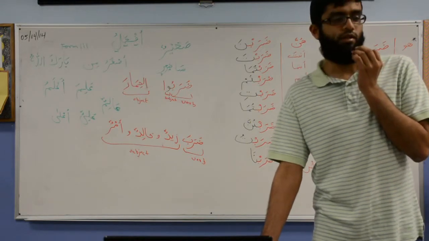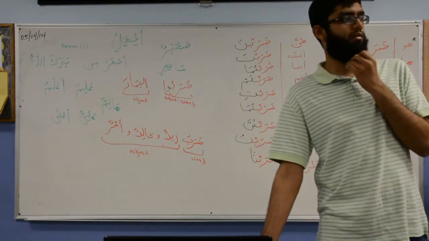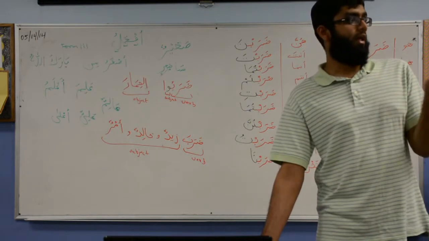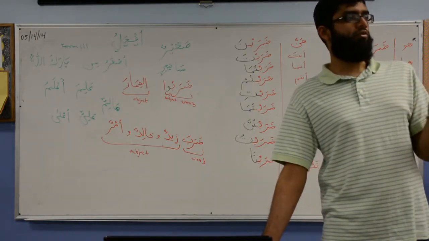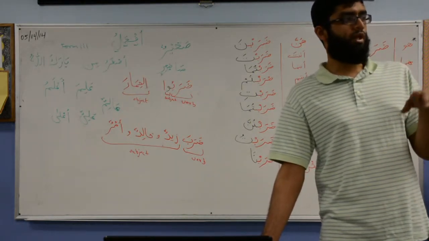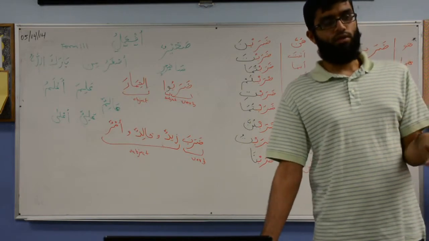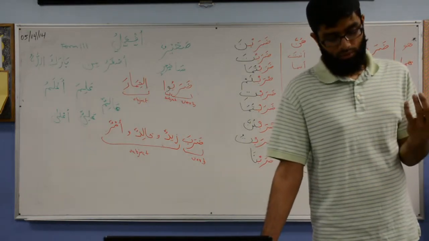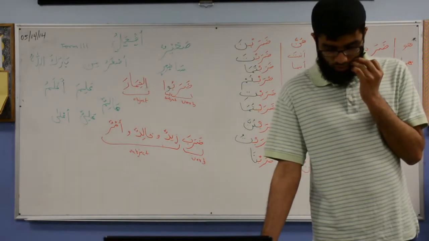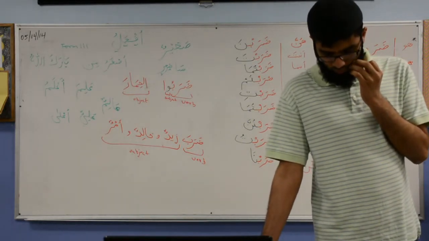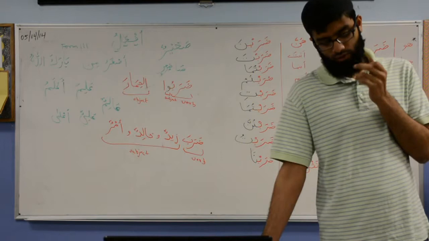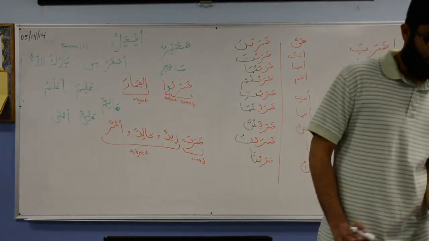What about tabi'a? He followed. So how do I make it ism fa'il? Tabi'un, right? Tabi'un is someone who followed. This is another name for the people who came after, who followed the Sahaba, right? So tabi'un are the people who followed. We mentioned najih when it came before. All right, so that's the first point.